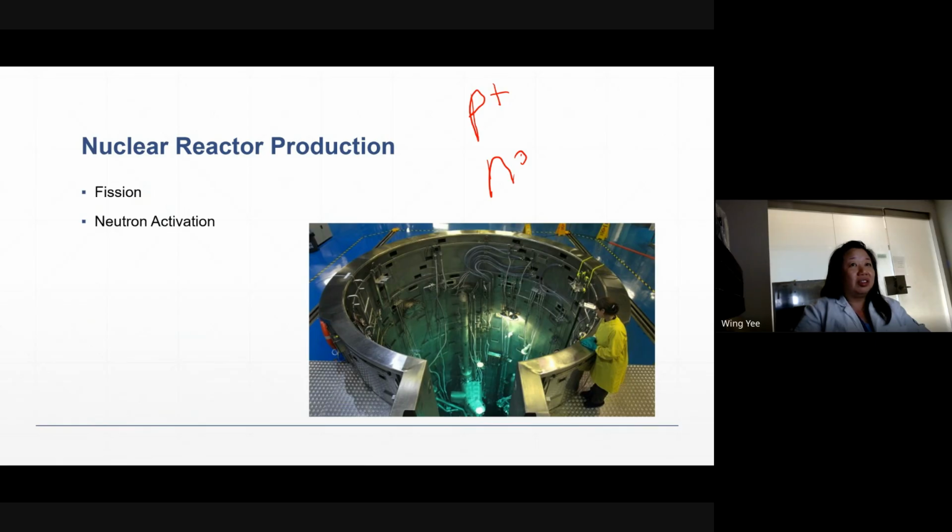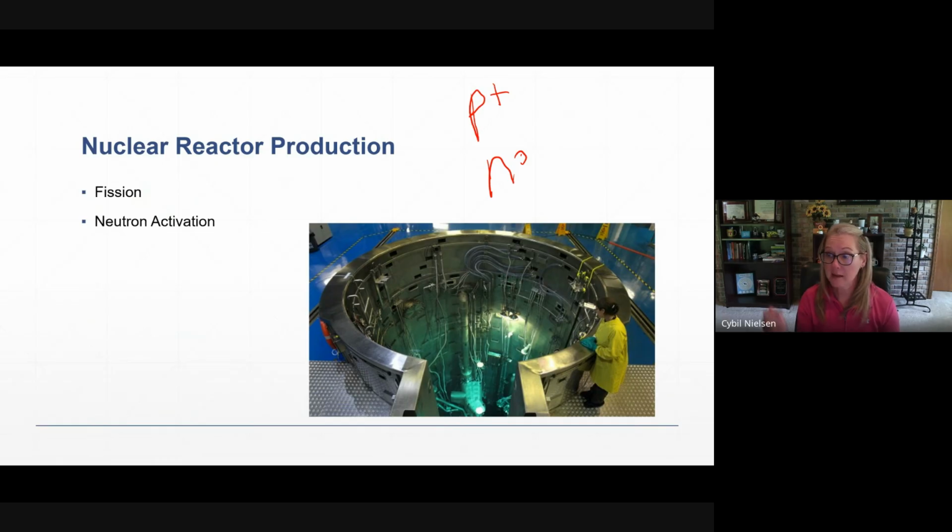We had to speed it up. We had to give it kinetic energy so it could overcome the Coulomb force and get into the nucleus. With the neutron, we have to slow it down. So the proton, we speed it up. The neutron, we slow it down. Now, there's two ways that we can do this. We can do this with fission or neutron activation.